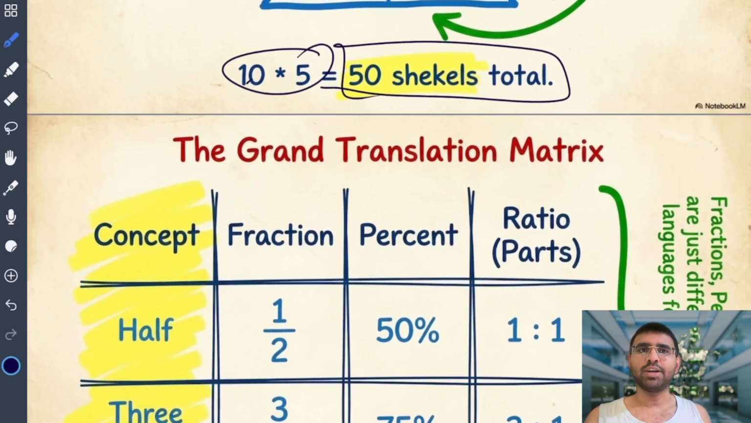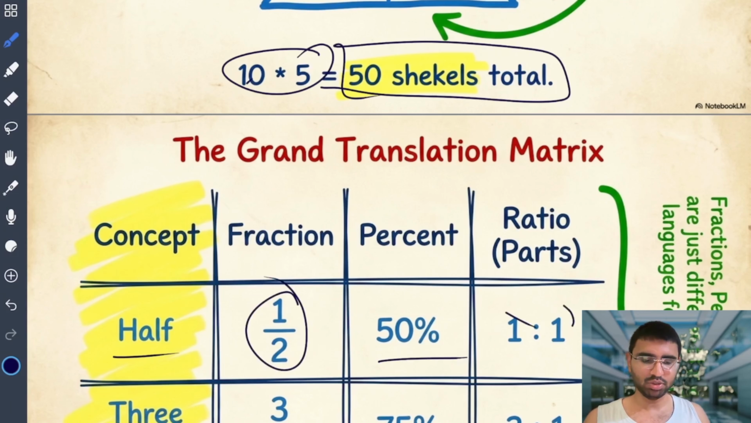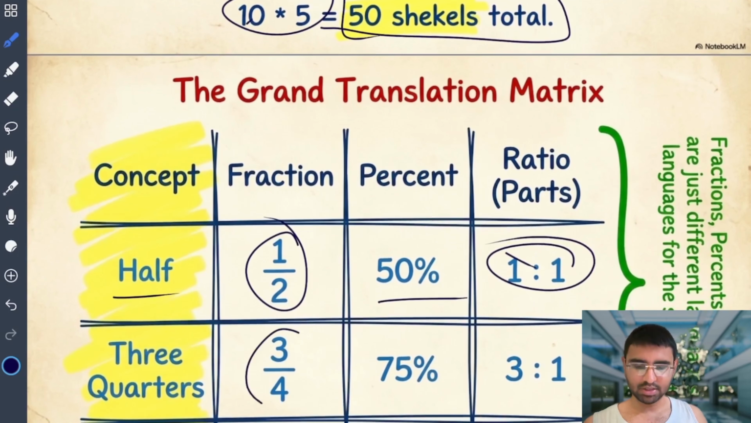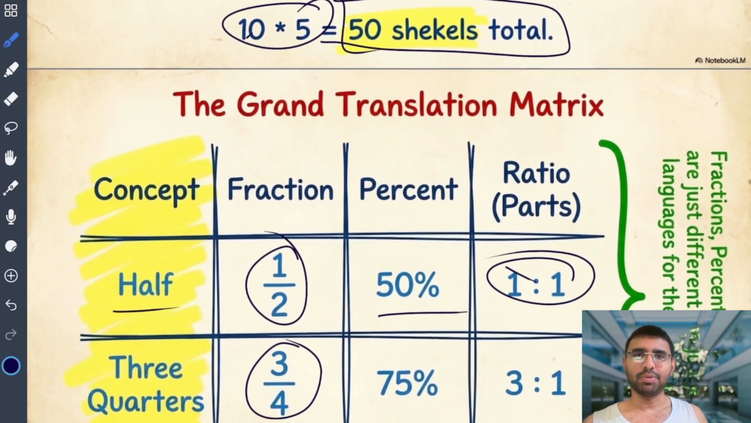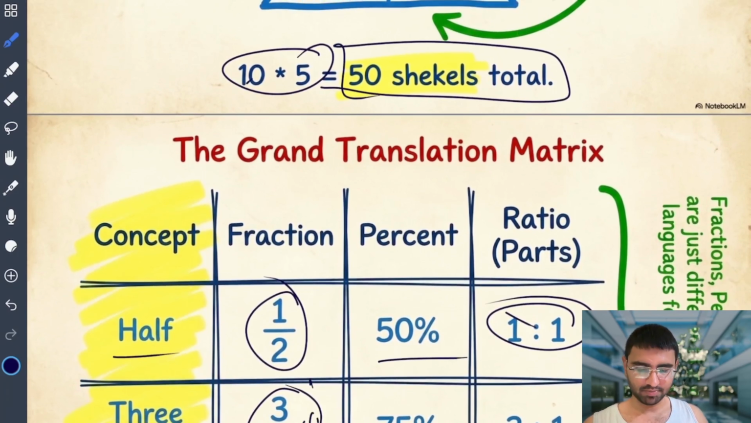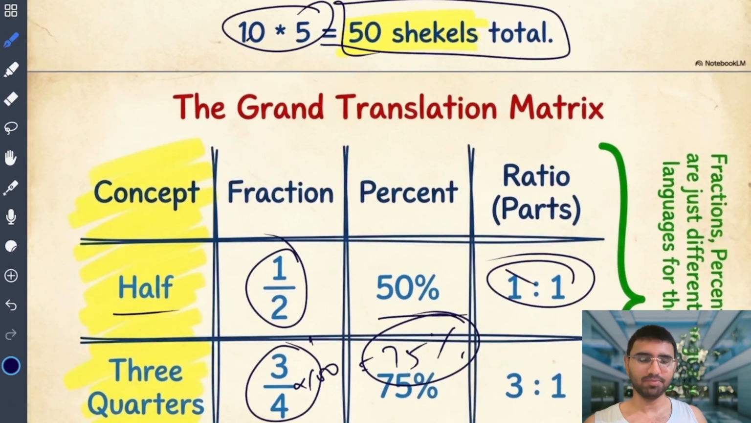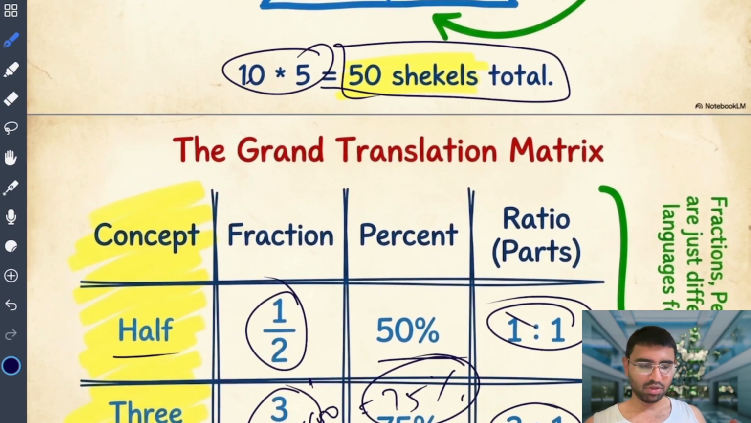So the last slide of today, the grand translation matrix. There is a concept: half. Half as a fraction is 1 by 2, percentage is 50%, and ratio is 1:1. Then 3 quarters is 3 by 4, and the percentage is 3 by 4 into 100, which gives us 75%, and the ratio is 3:1. Okay, so this is today's topic.